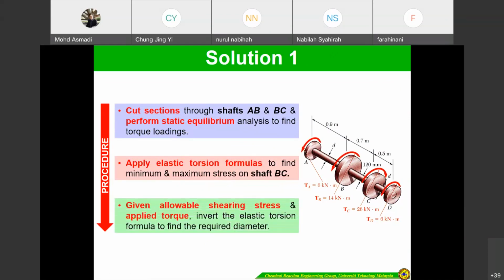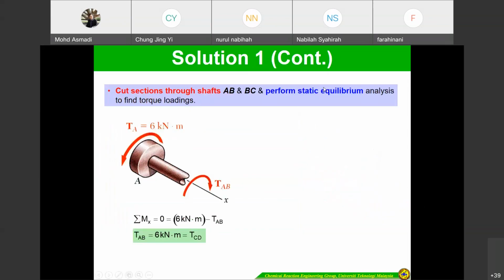You have to invert the elastic torsion formula to find the allowable shearing stress given the applied torque. If you look here, we want to determine the shearing stress at a point between B and C. So we can start from this side or from this side. Any side is possible. In this example, they start from the left side, A to B.